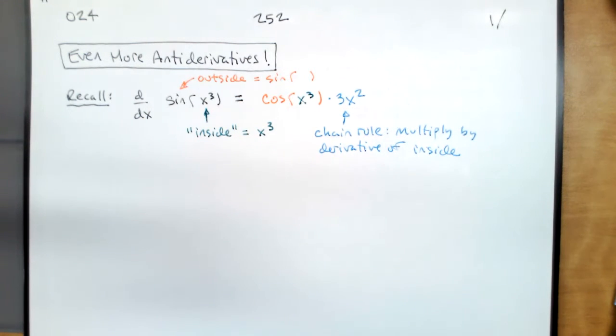So the chain rule says, multiply by the derivative of the inside. Take the derivative of y with respect to u, multiply by the derivative of u with respect to x. So cosine of x cubed is the derivative of y with respect to u, and then we multiply by the derivative of u with respect to x.